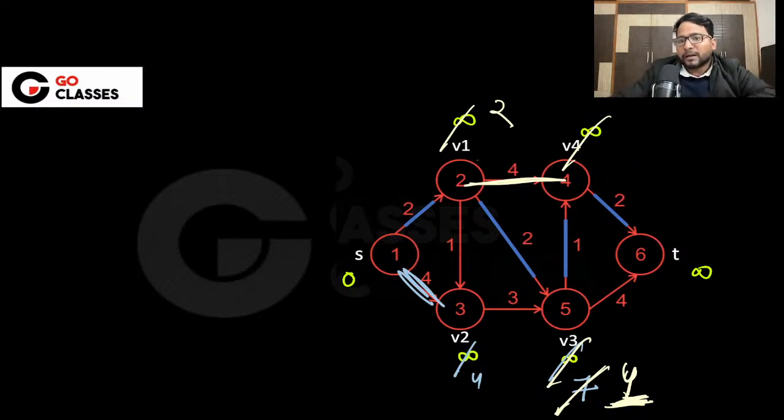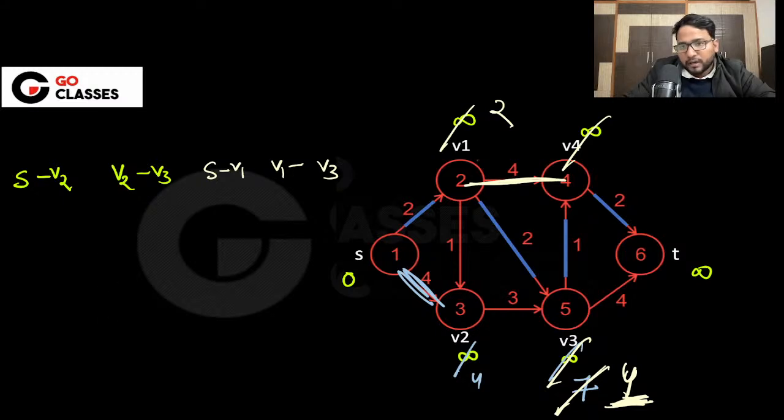So what I'm saying here is that you first do this. Let's suppose, for example, you did S to B2, and then you did B2 to B3, and then let's suppose you did S to B1, and then B1 to B3, and then afterwards you did B3 to B4, or maybe you did B1 to B4. Let's suppose after that you do B1 to B4.